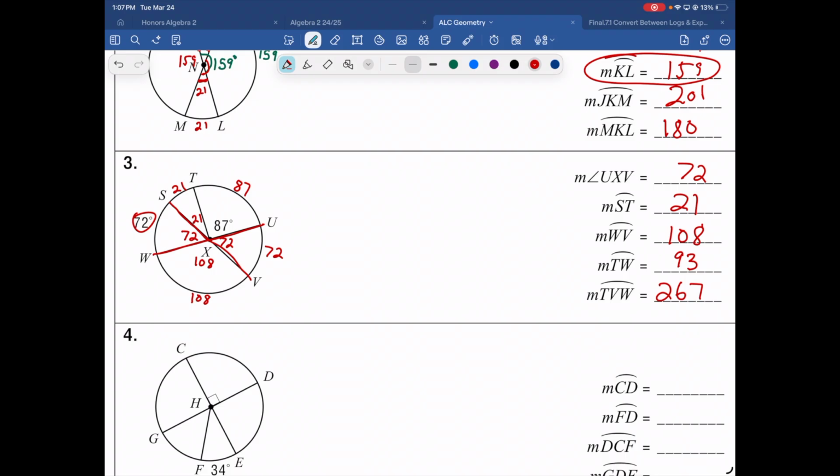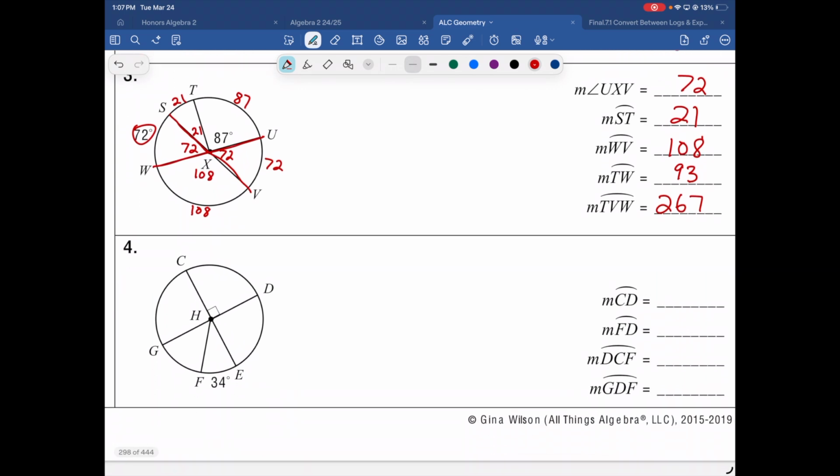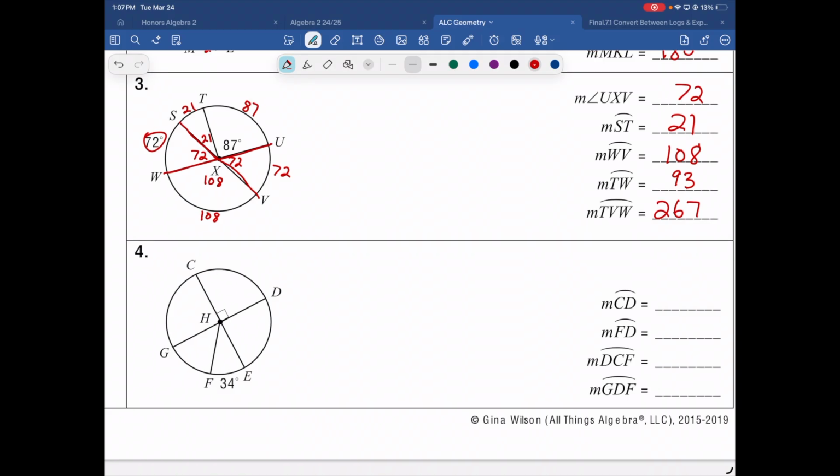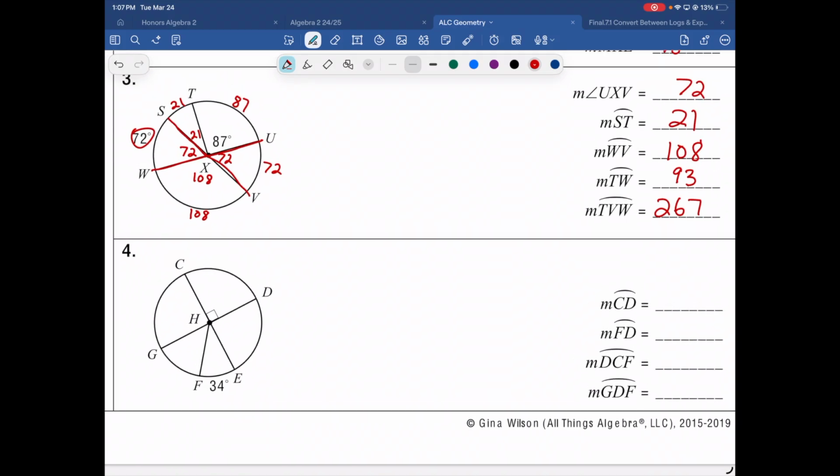Okay. How we doing? We good so far? Okay. Why don't you work with a partner, work by yourself, whichever you prefer to do. Why don't you give number 4 a shot? See if you can figure out number 4.